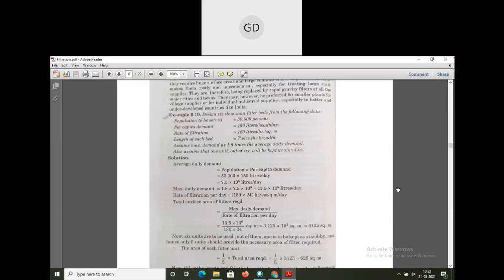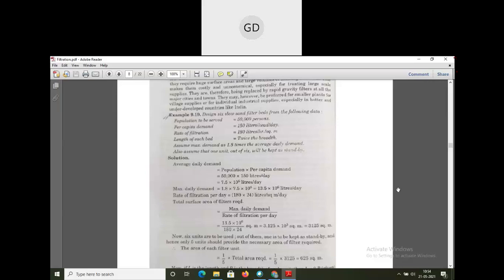So the question is that you have to design six slow sand filter beds. The details given are: the population is 50,000 persons, the per capita demand of each person is 150 liters per head per day, and the rate of filtration is 180 liters per hour per square meter. The length of each bed is twice the breadth, and you are told to assume the maximum demand as 1.8 times the average daily demand, and one unit will be kept as standby.